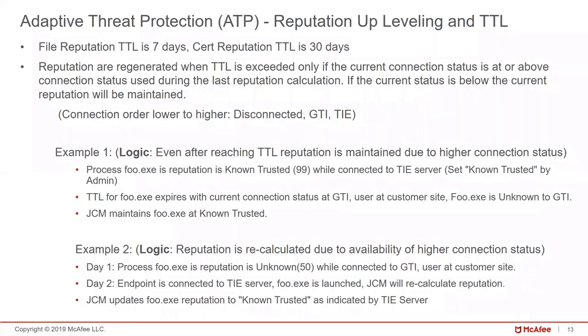So if he runs that application again, that local cache will take precedent when it goes and does another check against that process. The local cache will override what is coming back from the GTI cloud, which is unknown. We'll have a local cache of known trusted, and that will be the certificate reputation that will be used.